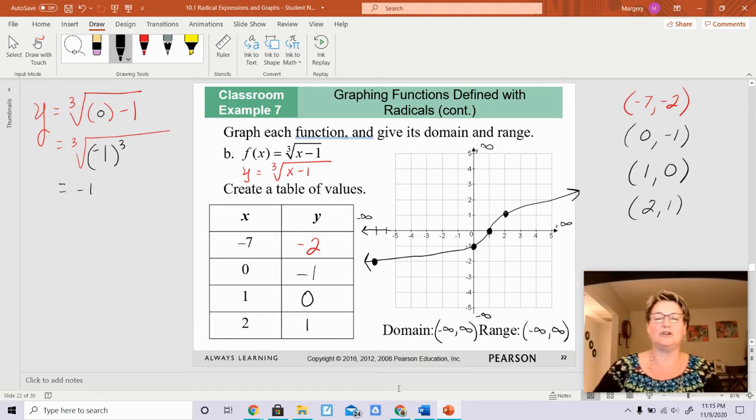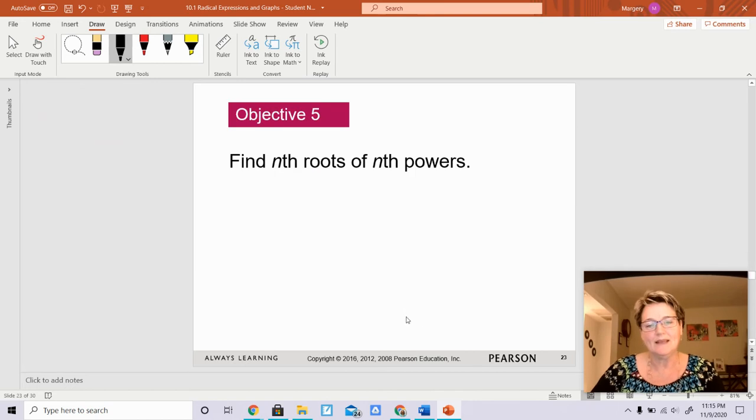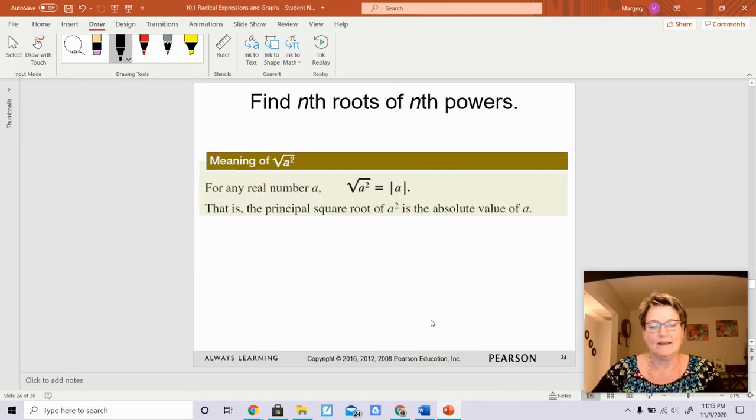Take a look at the other two graphs prior. Now we're going to talk about nth roots and nth powers. Now remember, when you take the square root of something that is squared, because that square root is even, and it's to the even power, you're going to take the absolute value of your answer. So you'll see what I'm talking about in a few minutes.